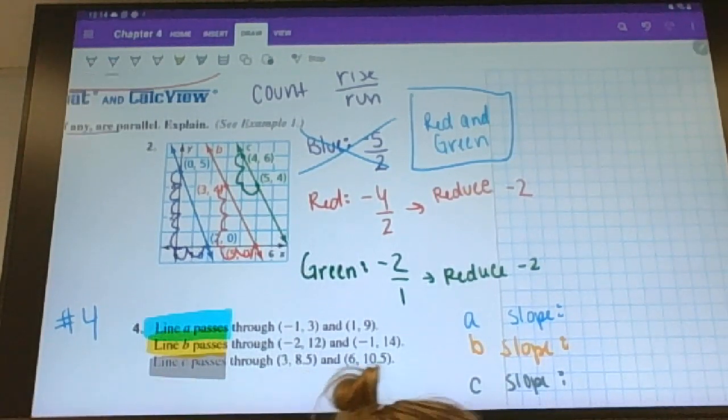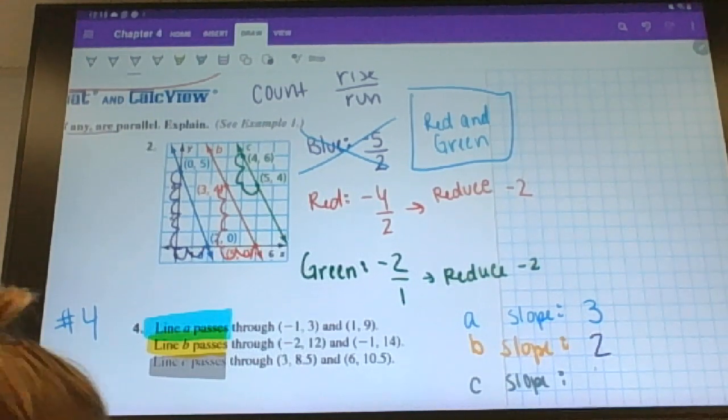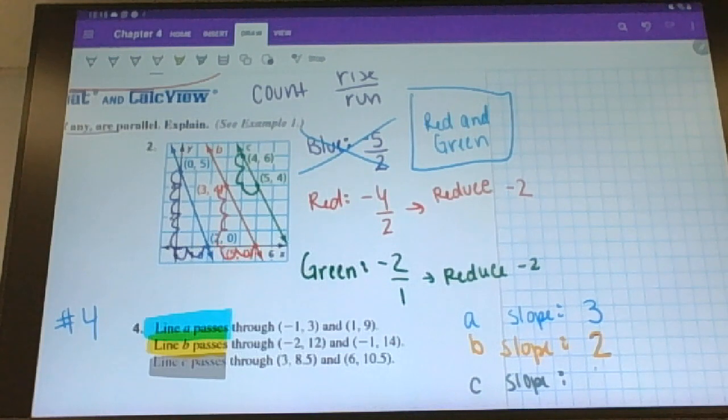All right, line A has agreed. Line A has agreed that their slope is 3. Did y'all come up with something? I got 2. How do you get 3? It's 2. Line B has a slope of 2. What did you guys come up with? 2 over 3. Yeah, 2 over 3.